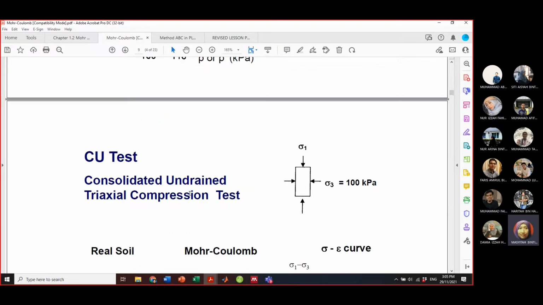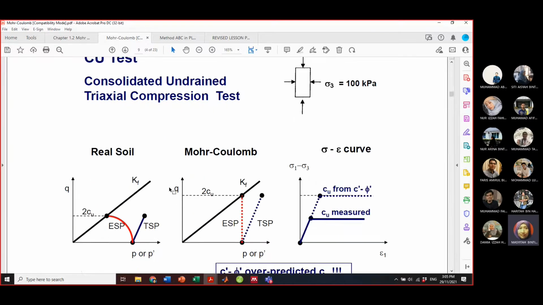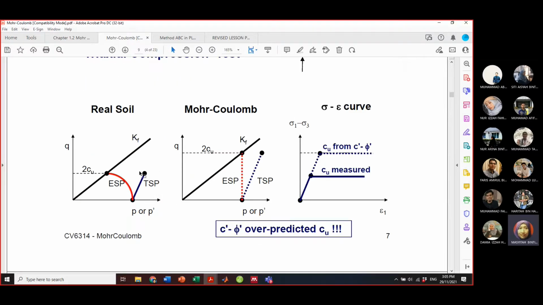Okay, untuk consolidated undrained ni same thing here. Kalau Mohr-Coulomb, yang ni yang kita kata dia over predicted tau. Sebenarnya bila dia dah daripada initial point ni, dia pergi ke total stress point, and then they can have the effective stress point ataupun effective stress path bila you ada pore water pressure kan. Sepatutnya the value at here as a 2CU, it reach to the failure line KF.